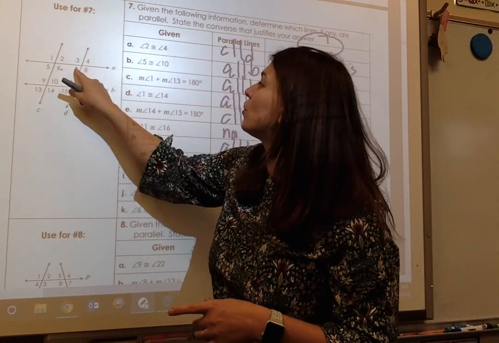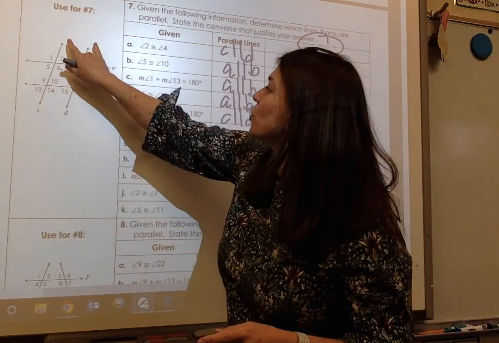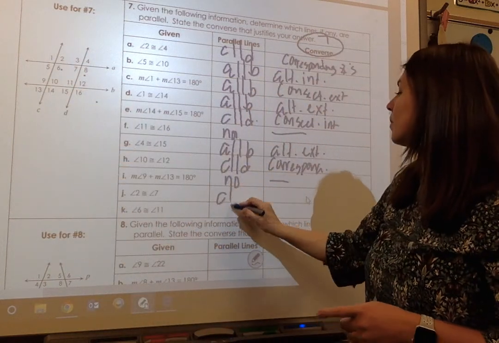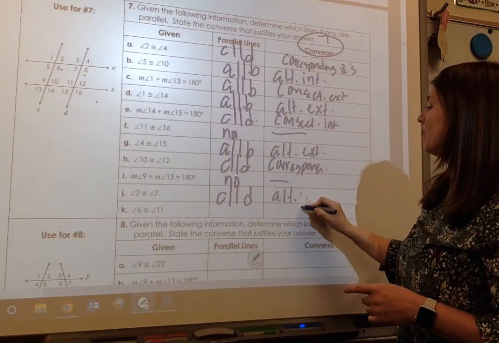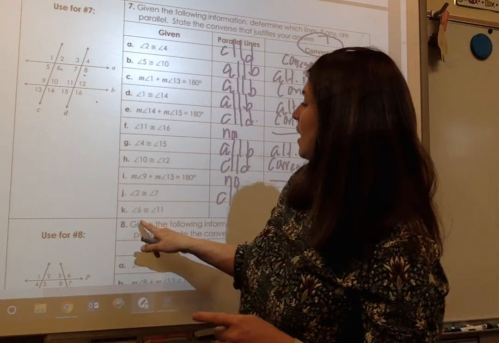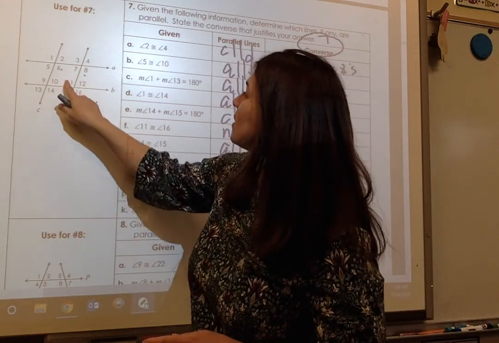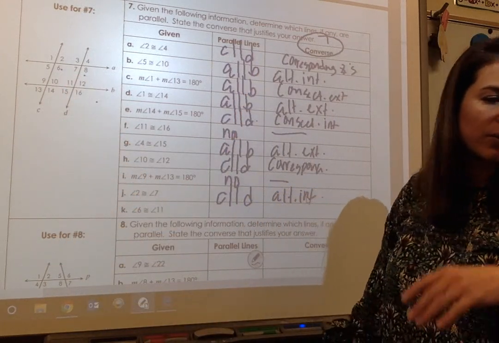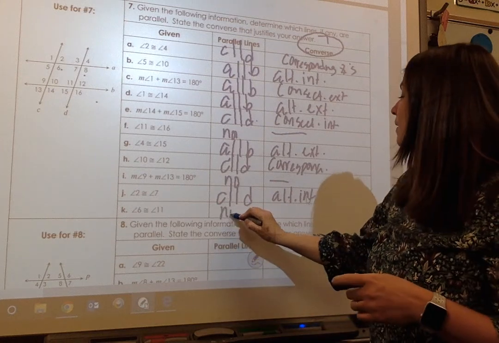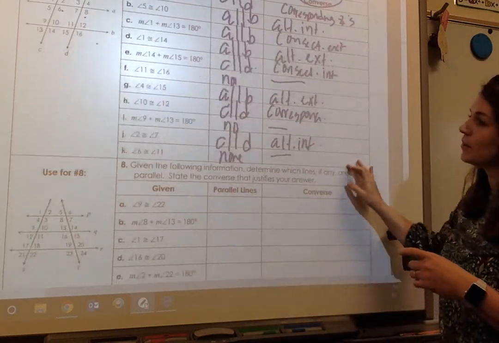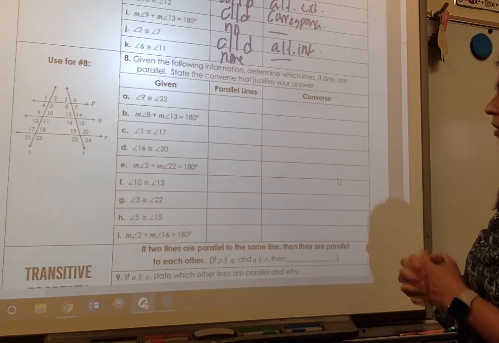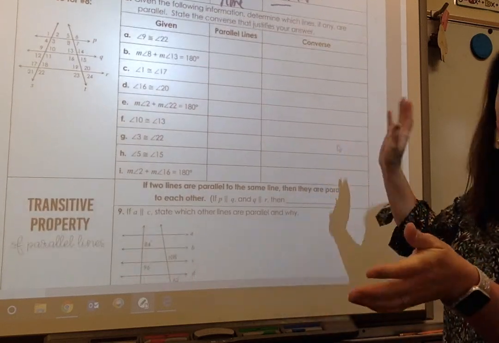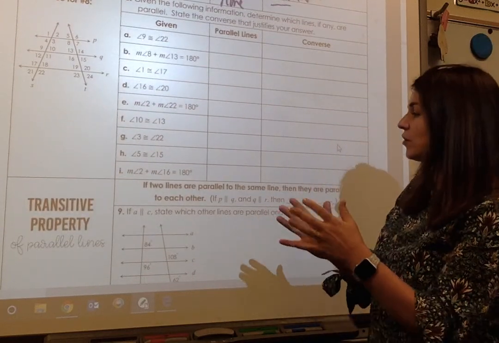2 and 7, alternating interior angles, which is making C and D parallel. And angle 6 and 11, there's no relationship there. So that's what that looks like. Hopefully that is real familiar to what we've already talked about, but you can see how we're saying the conditional statement.